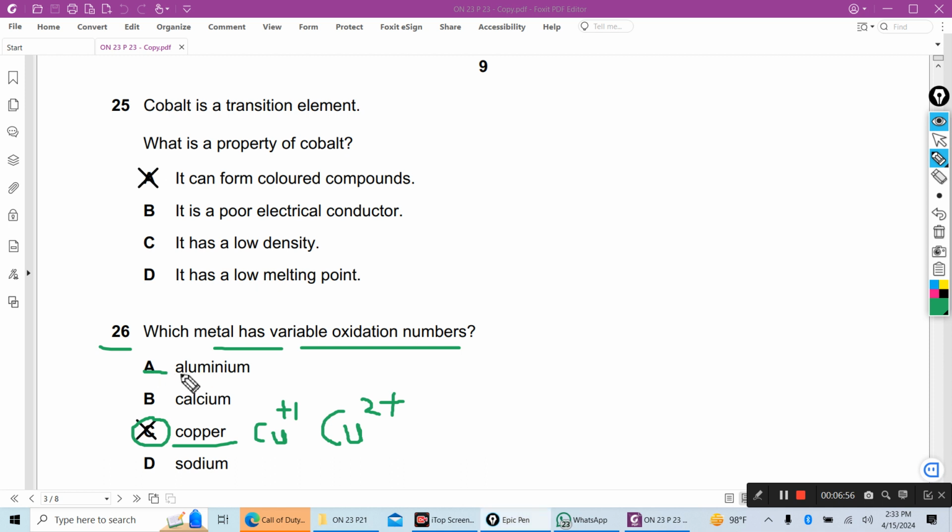A is wrong. Why? Aluminium oxidation number is 3, always 3. Calcium 2, sodium 1. So they don't show variable oxidation number.